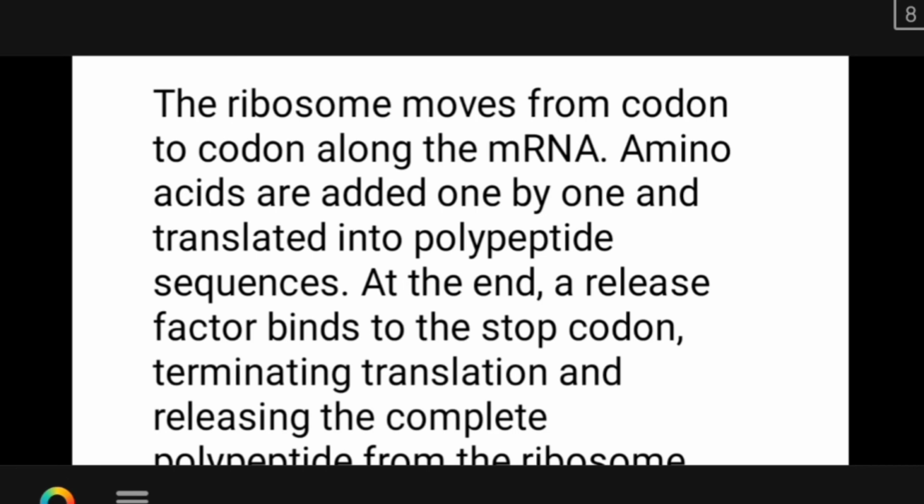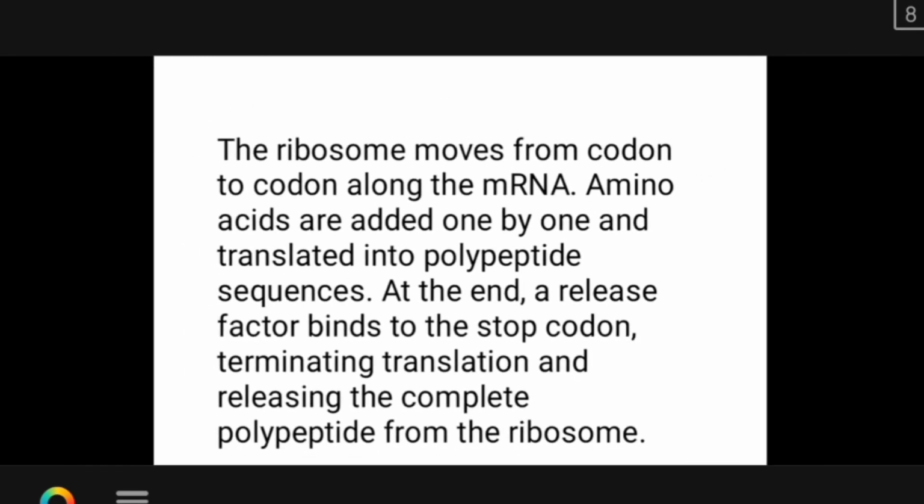The ribosomes move from codon to codon along the mRNA. Amino acids are added one by one and they're translated into a polypeptide, that is, protein. What is translation? It is a polymerization of amino acids into a polypeptide or the protein.